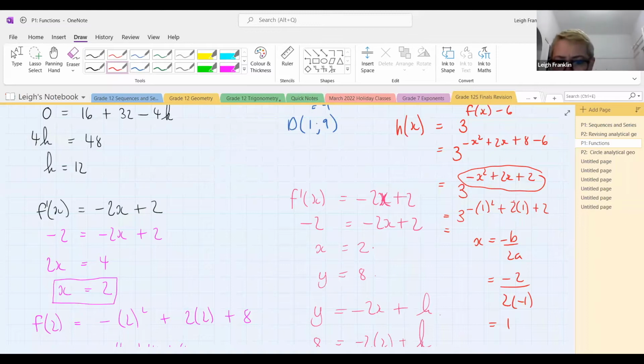Negative 1 squared plus 2 times 1 plus 2, and then that gives us 3 to the power of what? 2 plus 2 minus 1. So that would be 4, take away 1. 4 minus 1 is 3, isn't it? So 3 to the power of 3 would be 27. Okay, so that would be your maximum.